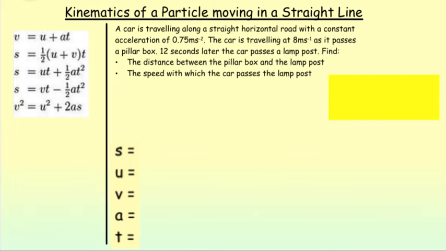So moving on to the next question then. This time a car is traveling along a straight horizontal road with a constant acceleration of 0.75 meters per second squared. The car is traveling at 8 meters per second as it passes a pillar box. 12 seconds later the car passes a lamppost. And we're asked to find the distance between the pillar box and the lamppost and the speed with which the car passes the lamppost. So if you'd like to pause the video now and just draw your diagram.